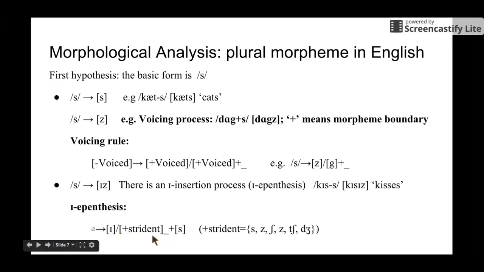In the environment of following a strident and preceding the plural morpheme. Here I'm introducing a new notion, strident. Strident is a class of sounds which include these. So the application is like this: we have an s sound and then we have a z sound, and in between we insert a vowel.